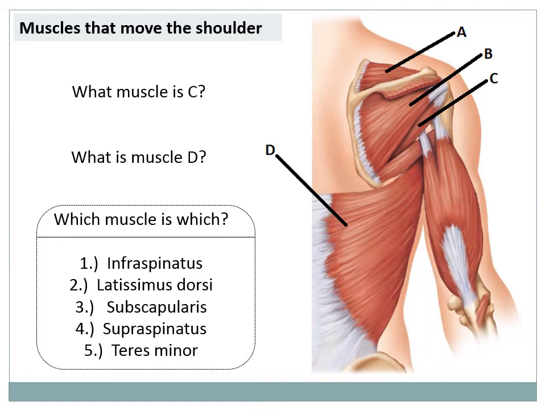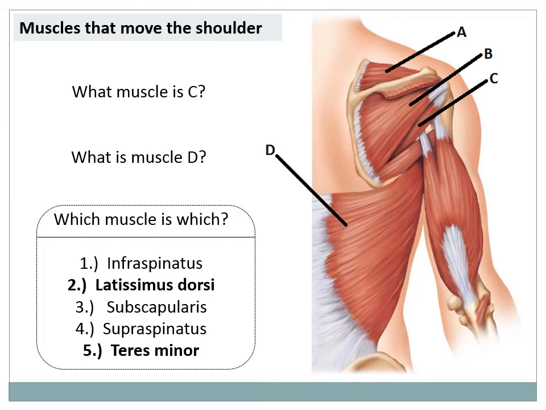All right, so as a review, we already know A and B. A is going to be our supraspinatus, B is going to be our infraspinatus, and we have C and D. I'm just going to let you know that C is a teres minor. There's no real easy way to remember that. That's just what it is. And D is going to be our latissimus dorsi.